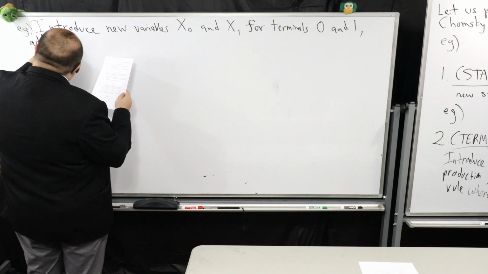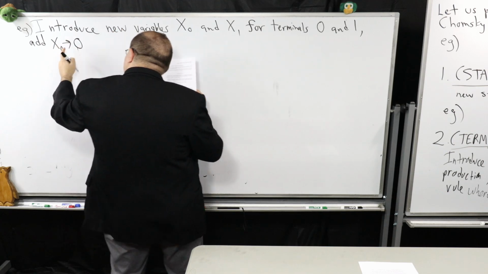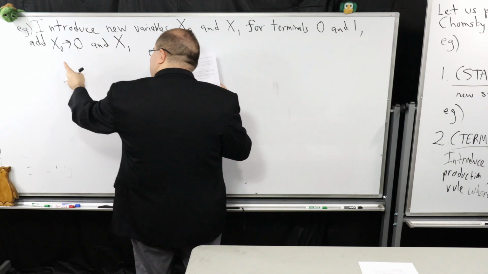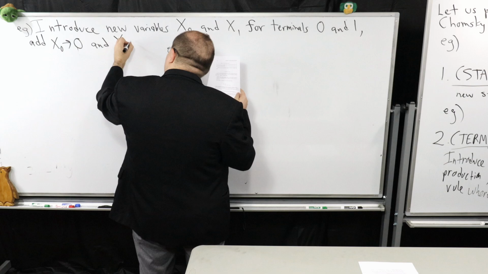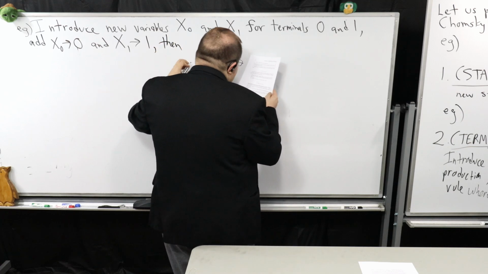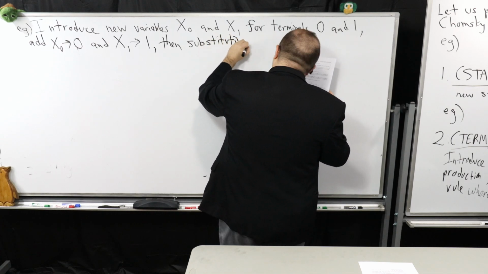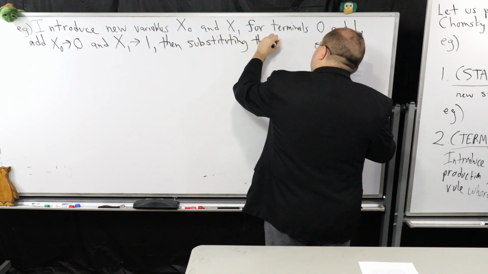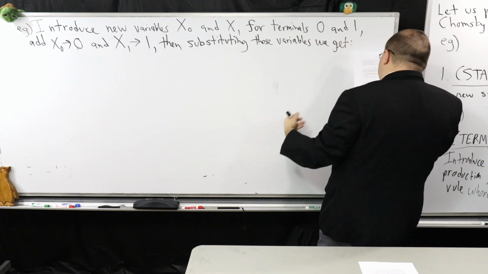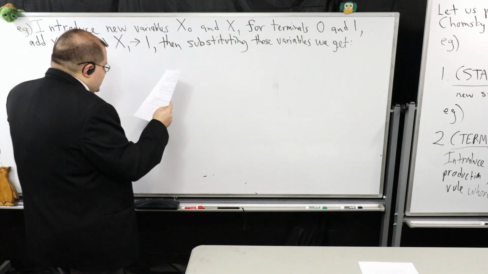Add x0, it produces 1. Sorry, no, it produces 0. I'm just using my subscripts. I better follow those. We always have to be careful of these things, okay? x0 produces 0. x1 is going to produce 1. Then substituting those variables, we get this. I'm going to take what I had before, inject the new production rules with those new variables, and make those substitutions.